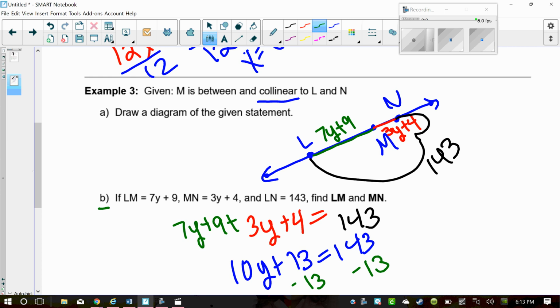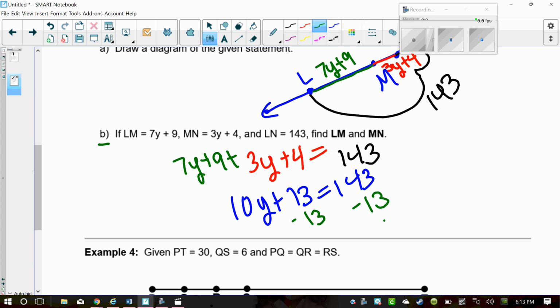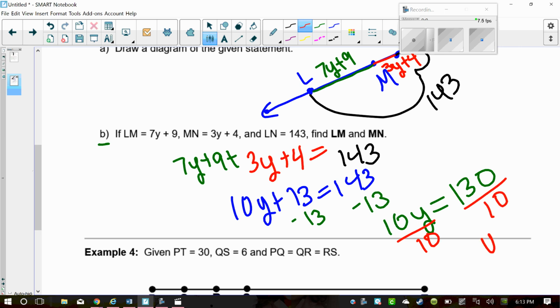So all you have to do is use your handy-dandy calculator and subtract 143 minus 13, and you will get 130. I'm just going to go down a little bit. I still have 10y on my left-hand side, which has to equal 130, right? And then if I divide by 10 on each side, let me just show you because we're just starting the year, we're going to get y equals 13, okay?